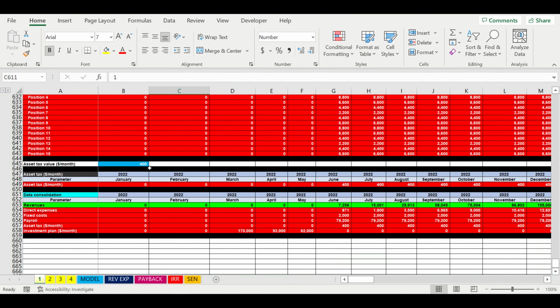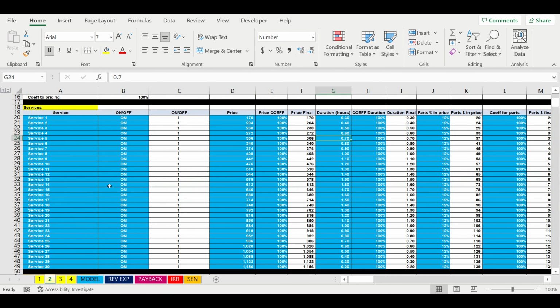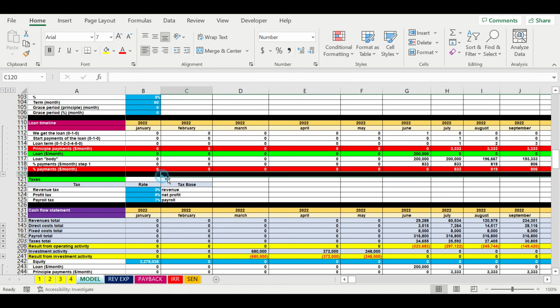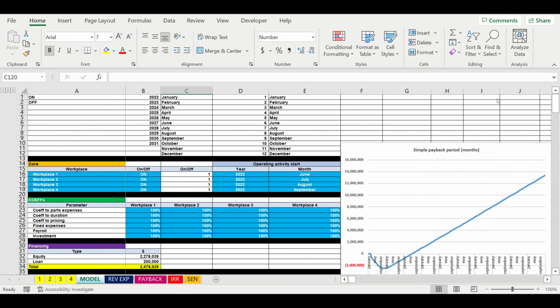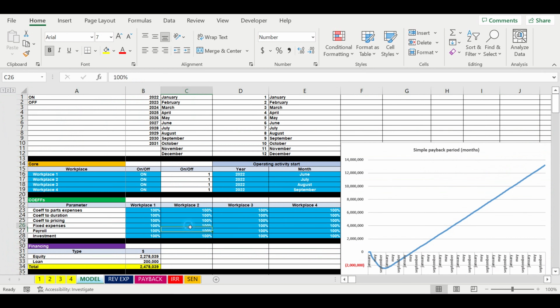Then we specify the asset tax for this workplace, and then we are doing the same for workplace number 2, 3, 4. Then all this information moves to the core, and inside this core we have 4 workplaces. These workplaces we can switch on and off, for example. So we can switch cash flows, outflows from calculations.